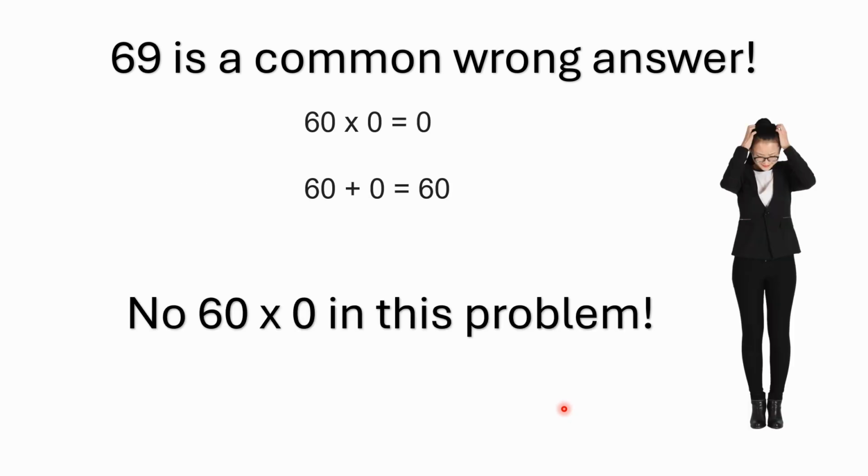So again, 60 times 0 is 0. 60 plus 0 is 60. There's no 60 times 0 in this problem.